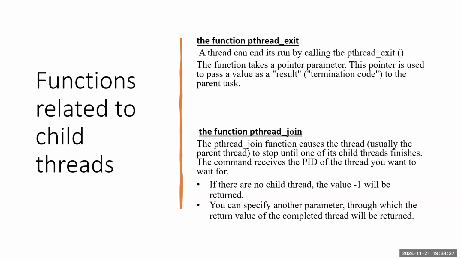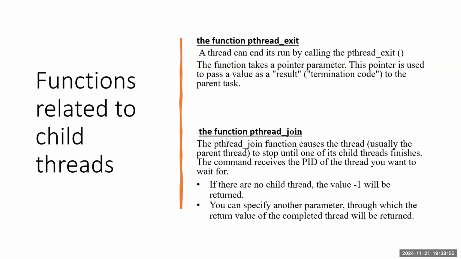A thread can end its run by calling pthread_exit. If it calls pthread_exit, that just means the thread ends, and not the parent or the process. Even if the parent process calls pthread_exit, the parent will die, but the children will go on. The function takes a pointer parameter. This pointer is used to pass a value as a result, the terminal code, to the parent task.